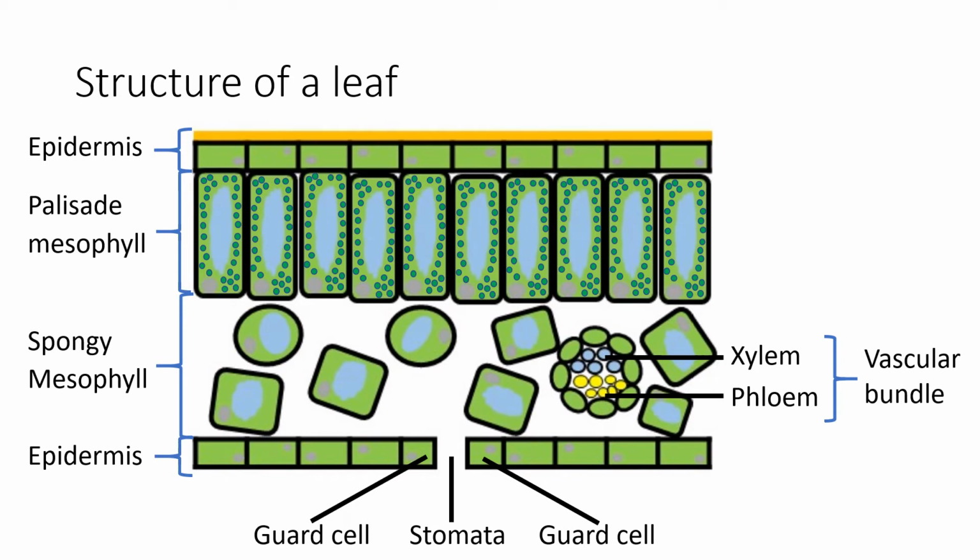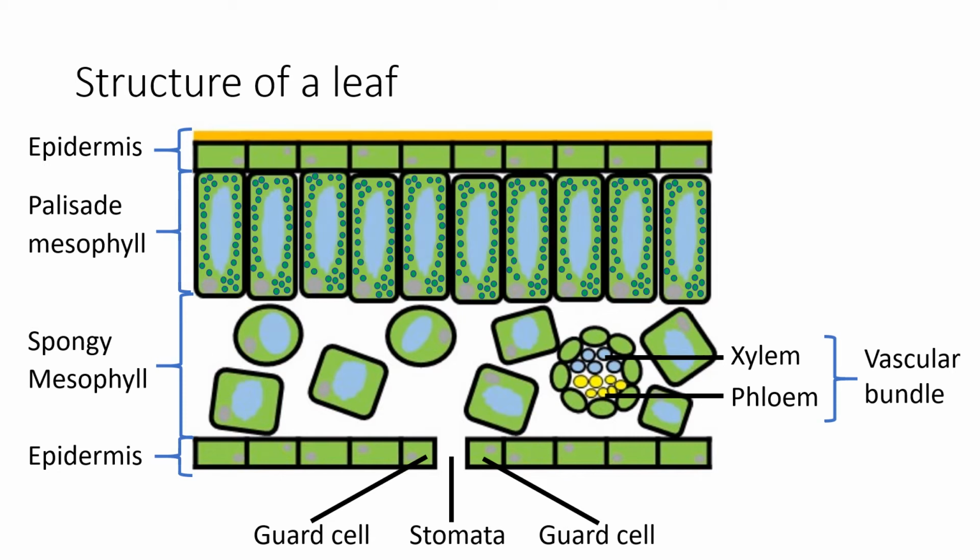But a vascular bundle is essentially xylem vessels and phloem vessels. And again, we'll look at xylem and phloem in a little more detail. At the very bottom, we have what are called guard cells. Guard cells are the cells found right next to a small circular opening in the bottom of a leaf. That small circular opening is known as a stomata, and the cells on either side of that circular opening, which is the stomata, are called guard cells.